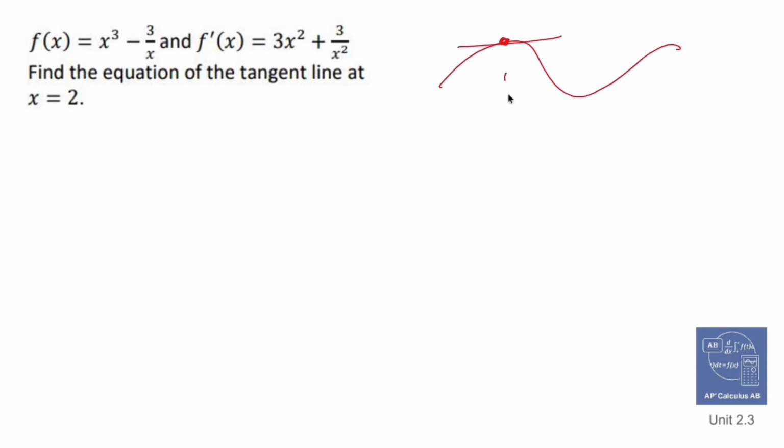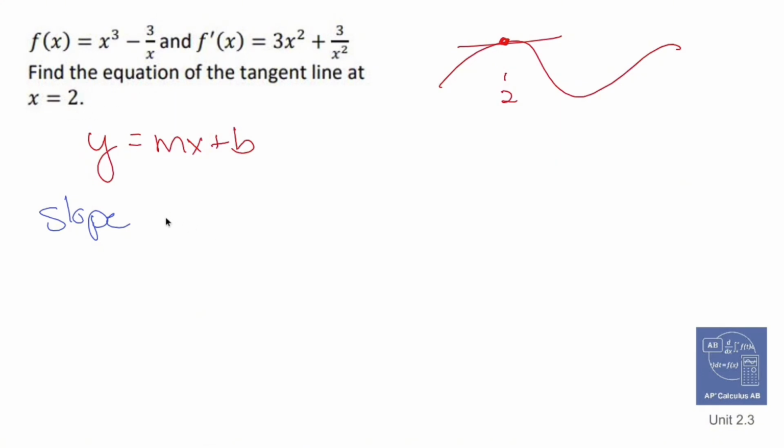Now this might be a completely inaccurate drawing, but that's fine. I need a straight line that has the slope of the tangent line and goes through a specific point. So if we're thinking y equals mx plus b, which is what I'm going to do, we need a slope. Well, the derivative gives us slope. So to get my slope, we're going to take the derivative, which was given to us, and we're going to plug in 2.